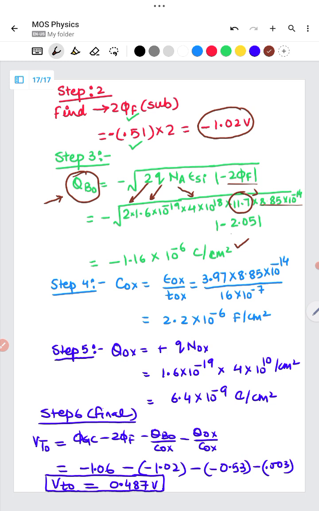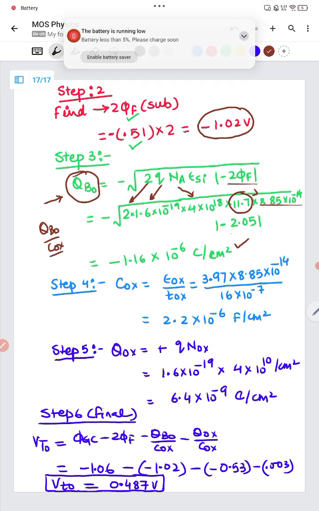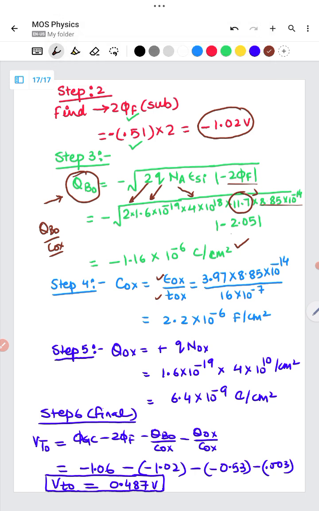Similarly, since in step number 3 you also need to find out the COX, COX will be epsilon OX divided by TOX. Epsilon OX is the relative permittivity of the oxide, which is 3.97, multiplied by the permittivity of the free space, again 8.85 into 10 to the power minus 14, divided by TOX. TOX is 1.16 into 10 to the power minus 7 centimeter. It was given in angstrom, 16 angstrom, so we need to convert this into centimeter. So finally you got 2.2 into 10 to the power minus 6 farad per centimeter square.